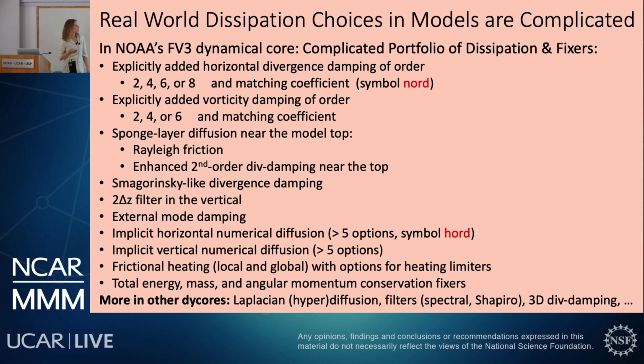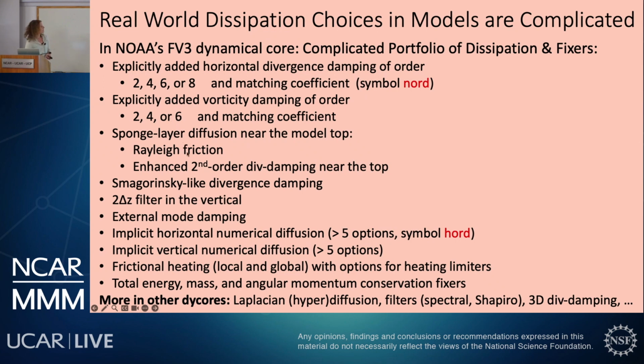So here's an example which is really complex, from NOAA's finite volume cubed sphere dynamical core. That's called FV3, which is at the basis of the Unified Forecast System. It's actually also available here at NCAR as part of CESM. So if you get a fresh version of CESM, that would be available to you for experimentation. But what do we have? Well, we have explicitly added horizontal divergence damping. This is something you put on top of the equations of motion. There's also vorticity damping, and you see this is even a choosable order, so it can be more scale selective. Here are a couple of options.